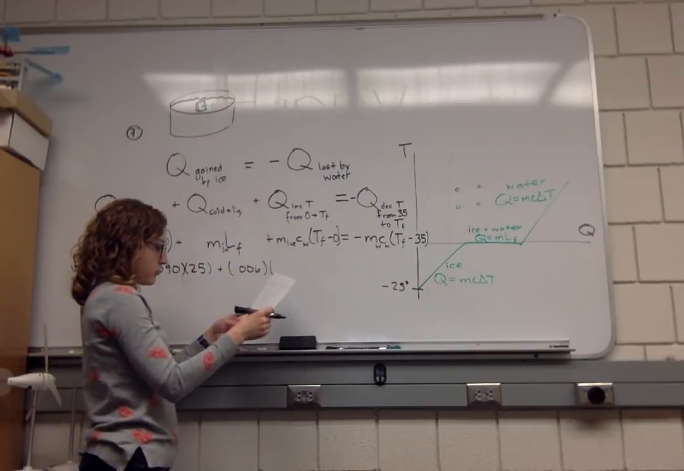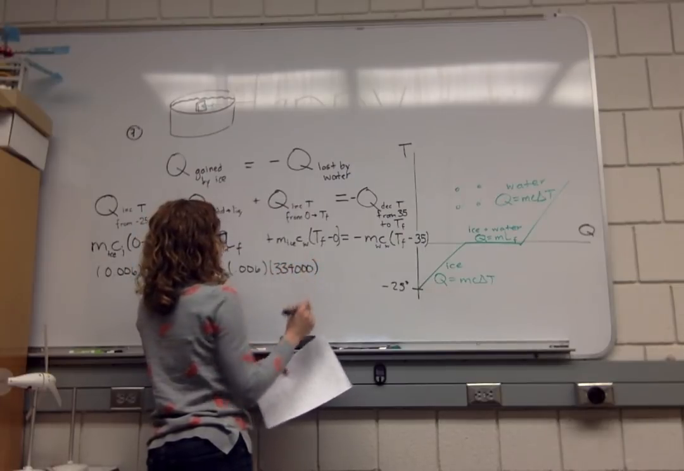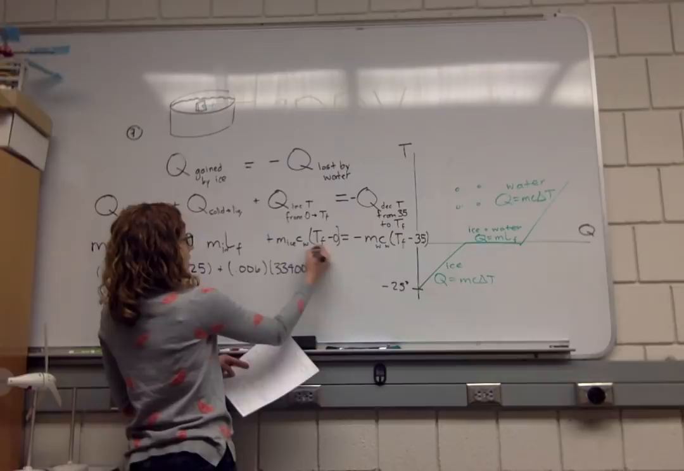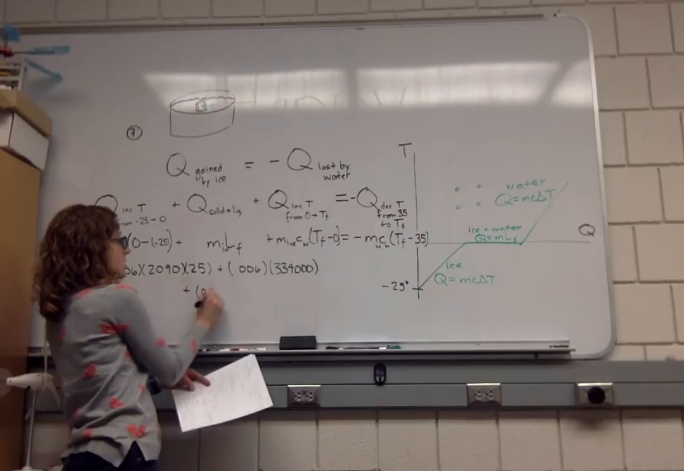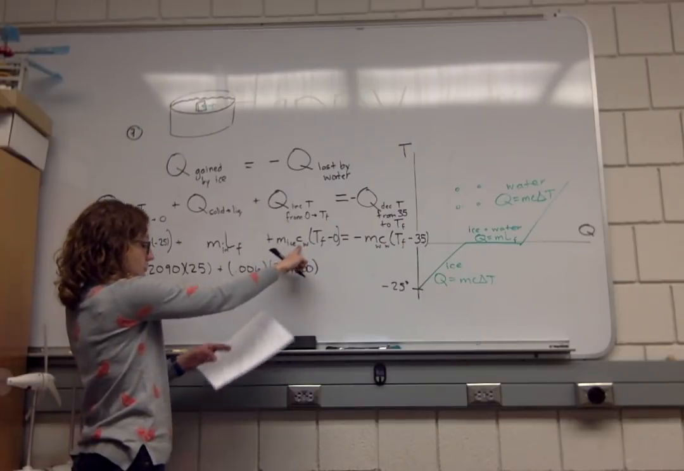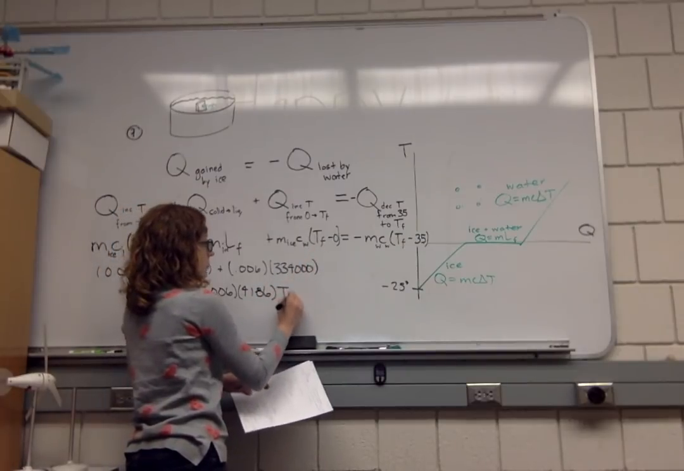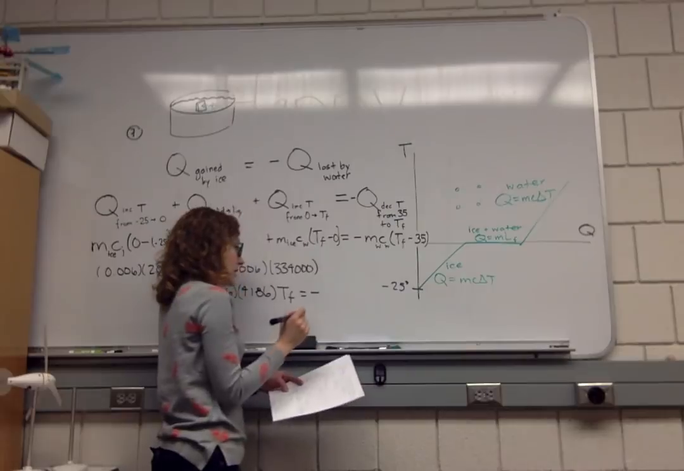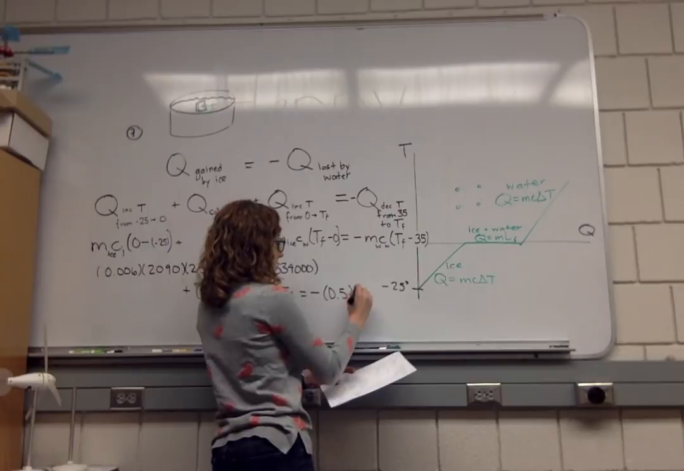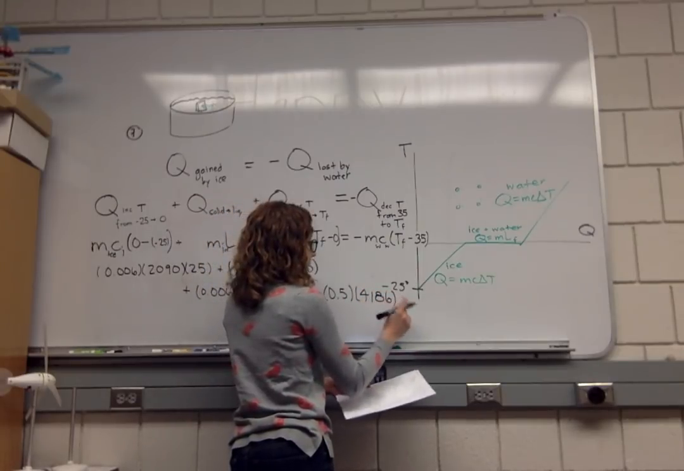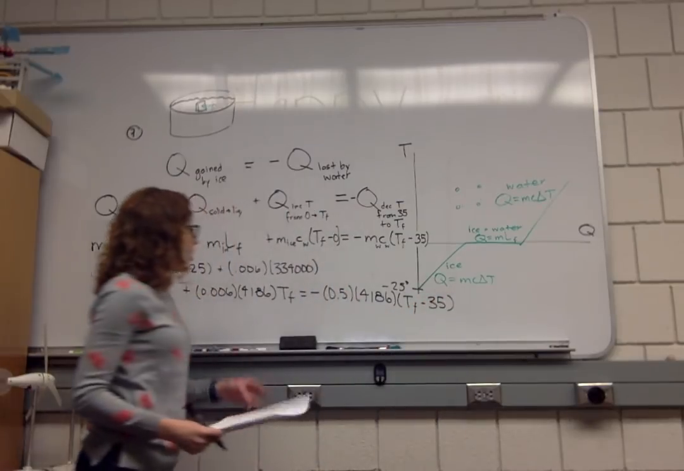The latent heat of fusion for water to ice is 334,000, because it's kilojoules. Let's see, I'm going to track this onto the next line here, if that's okay, just because I'm running out of room. Mass of the ice again, this is going to be 0.006. Now let's do C of water. C of water is 4186 times TF. And this has to equal negative the mass of the water, which was half a kilogram in this case. Half a kilogram times C of water, which was 4186, times TF minus 35. And now I hope it's really clear.